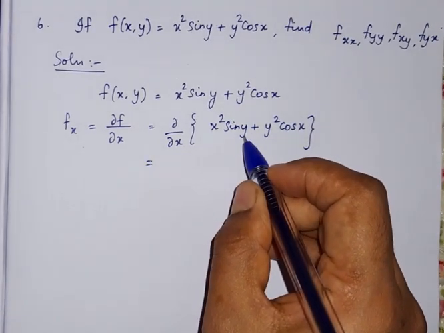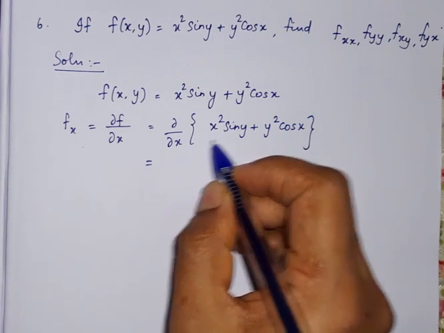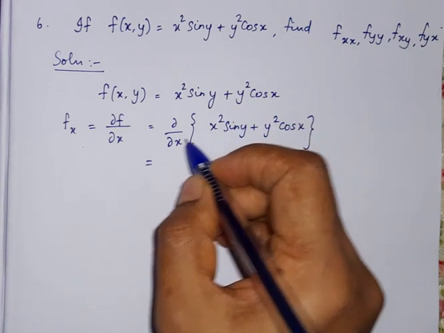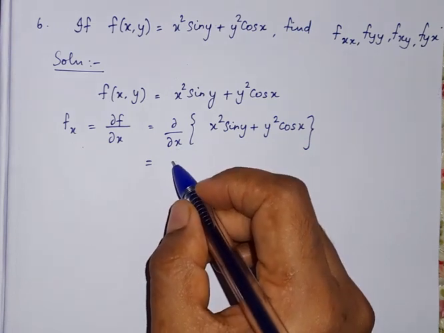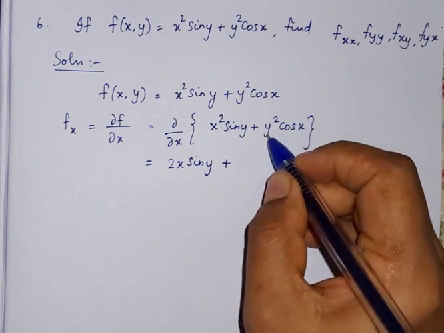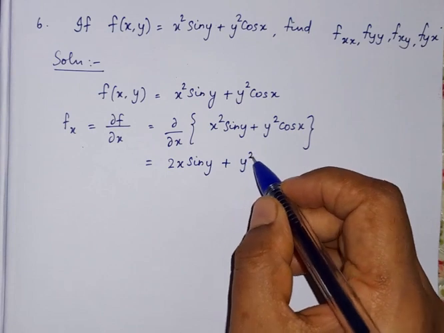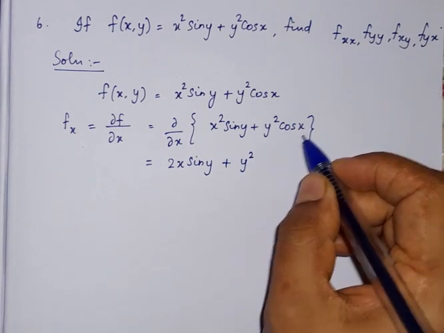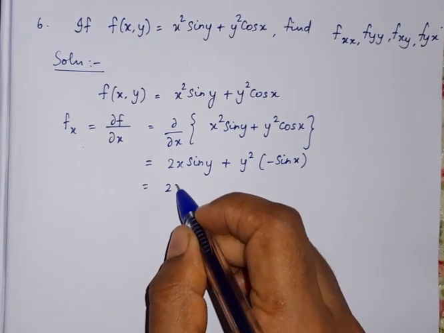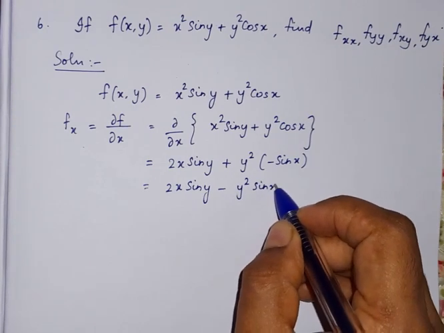In the first term, you have sin y as the constant term because you are differentiating partially with respect to x. So sin y will be the same. Now x square, when you differentiate that with respect to x, you get 2x. So 2x sin y plus second term, y square will be the constant. So y square will be as such, and when you differentiate cos x with respect to x, you will be getting minus sin x. Now you can write this as 2x sin y minus y square sin x.